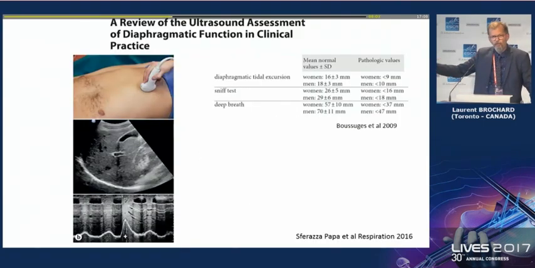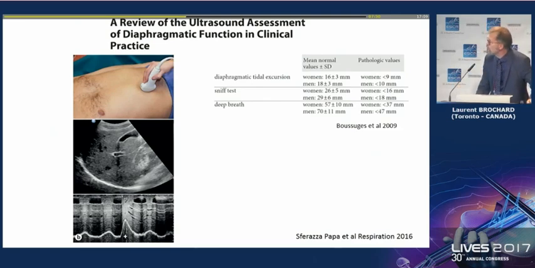I'm just showing a number of review articles which have described that, so you can really find a good literature on that. The first technique which was used was just looking at the motion of the diaphragm and what is the diaphragmatic tidal excursion, or what is the maximal excursion when you do a sniff test. Sniff test is, did you hear that? Okay, very intuitive. So it's a way to contract your diaphragm, or to do a deep breath.